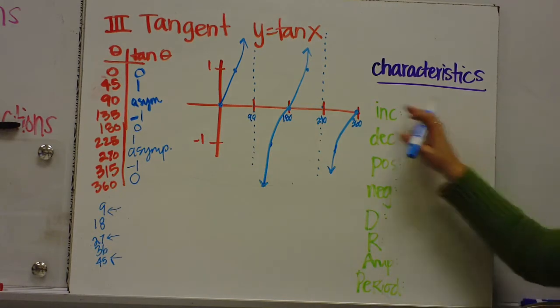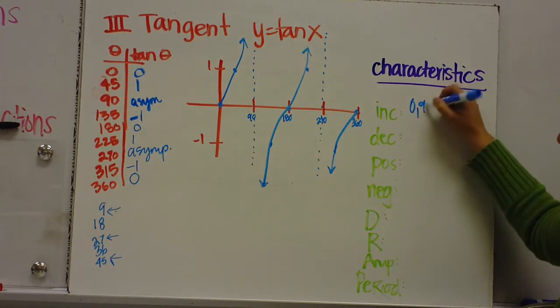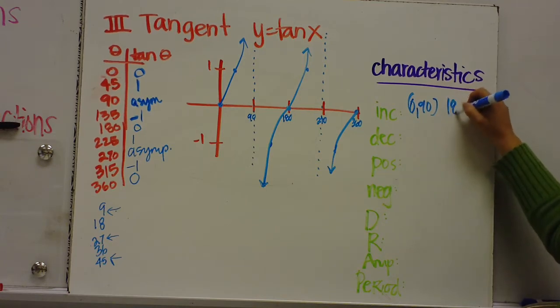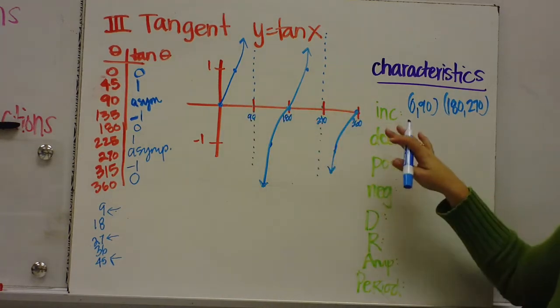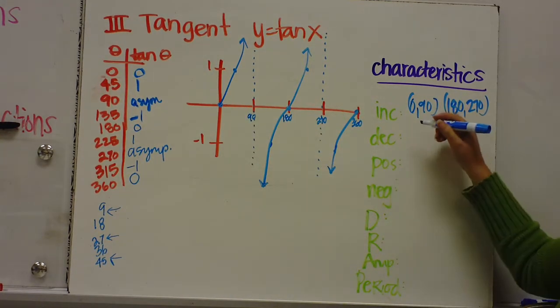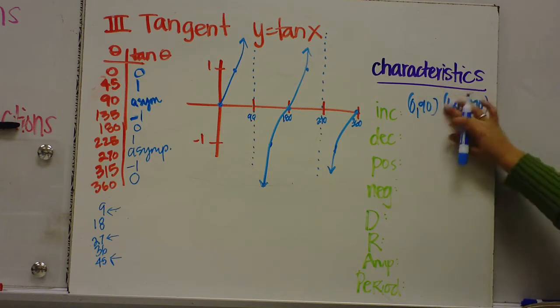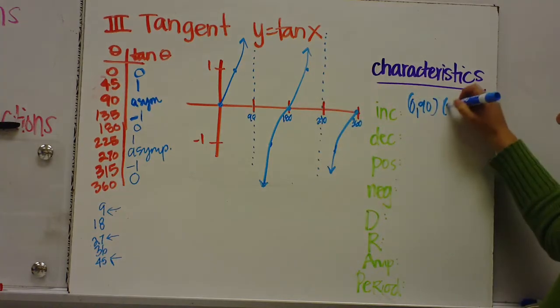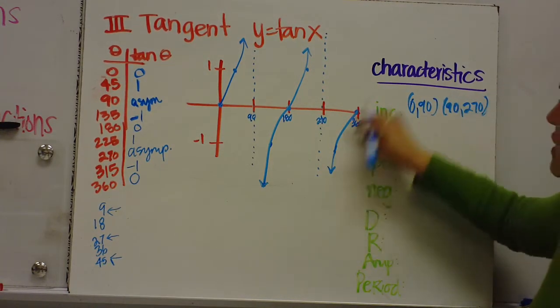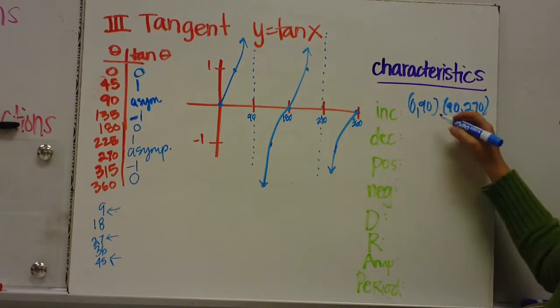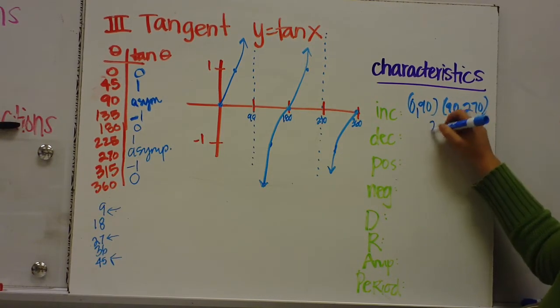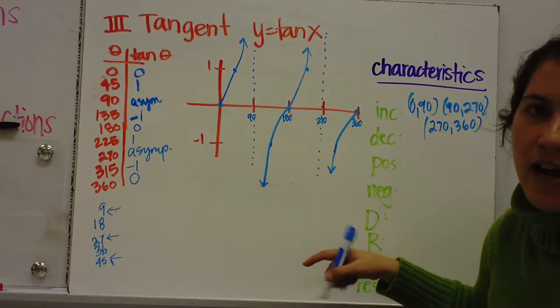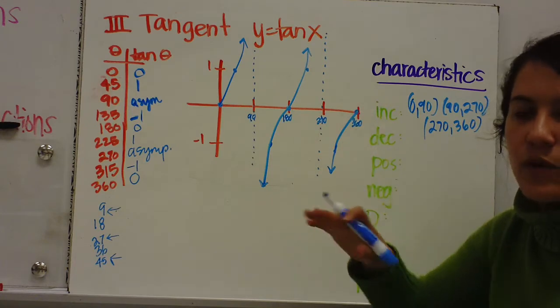It is increasing from 0 to 90, from 180 to 270, from just what we're seeing here. Well, let me take that back, sorry. It's increasing from 0 to 90. It's also increasing from 90 to 270, and it's increasing from 270 to 360. Although the arrow is pointing down, it still is increasing because we read from left to right.